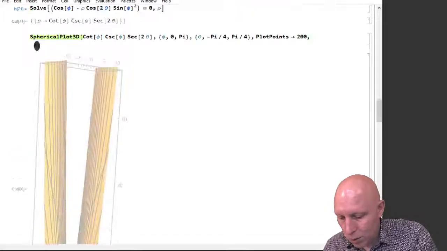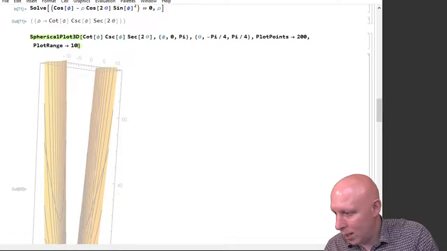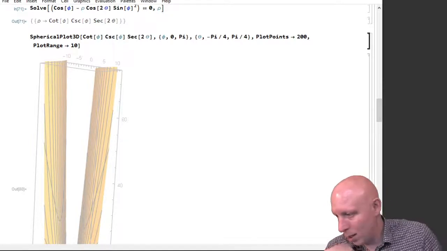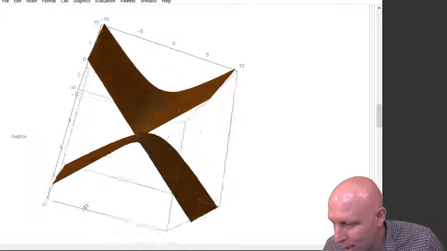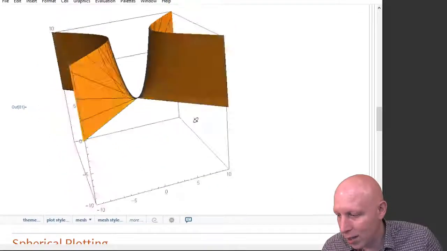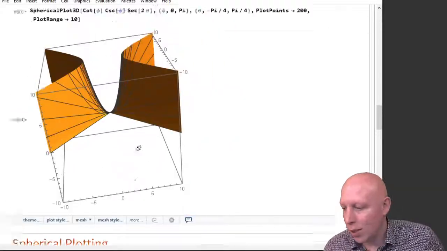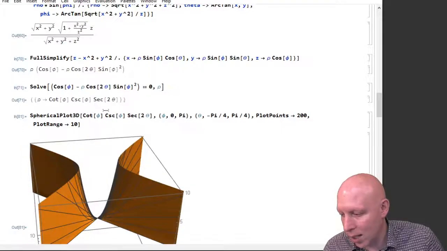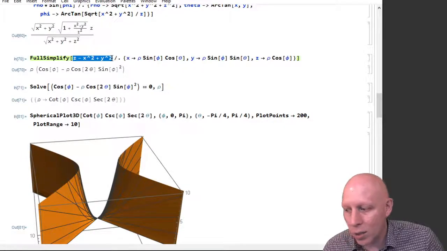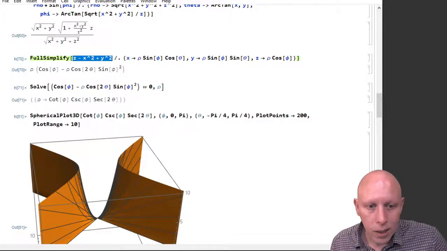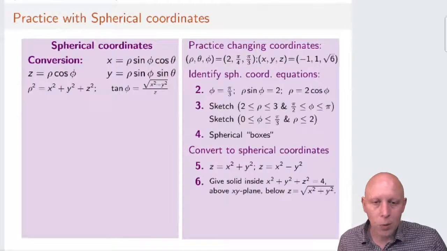So now we'll do plot range is 10, and then maybe we'll actually get to see what we hope to see here, which was the curve, this hyperboloid of one sheet. Look at that. There it is. It's coming right out. So here we've gotten Mathematica to use spherical coordinates to plot this z equals x squared minus y squared curve. All right, let's head back over, get a couple more questions done.